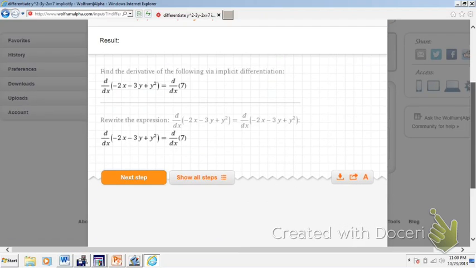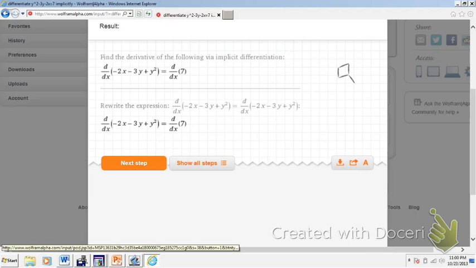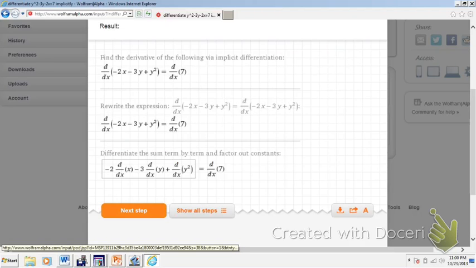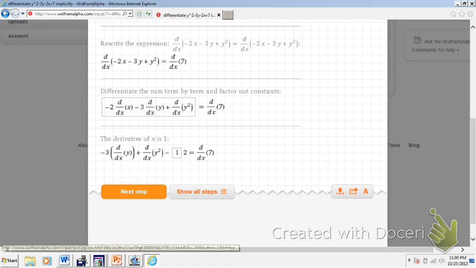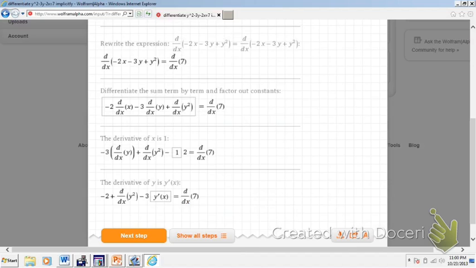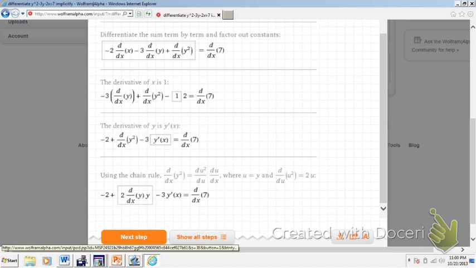It's thinking. See, and I can keep hitting next step, and it's differentiating each term in there. And it really writes it out rather formally. A lot of people say, wow, I wish I had all the steps to the problem, and it does. It's probably even more formal than I would write out all the steps. So I just wanted to show you that. It's a nice help.